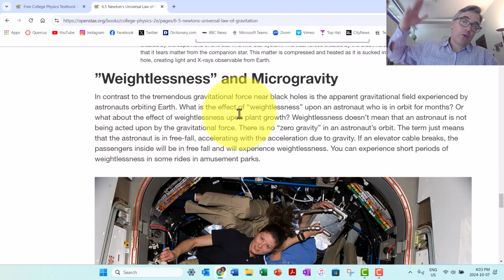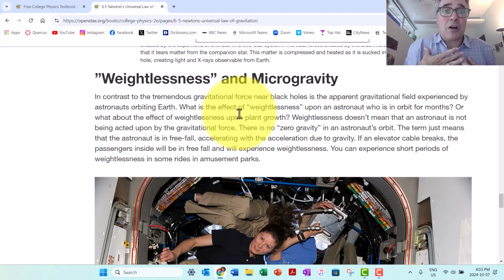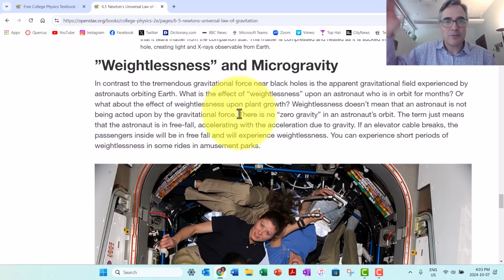Certainly, low Earth orbit's only about 300 kilometers up, and so they're only 300 kilometers farther from the center of the Earth than we are. So the force of gravity on these astronauts is only a tiny bit less. They're not in deep space. They're just above the Earth's atmosphere where there's no air resistance. So why do they feel weightless?